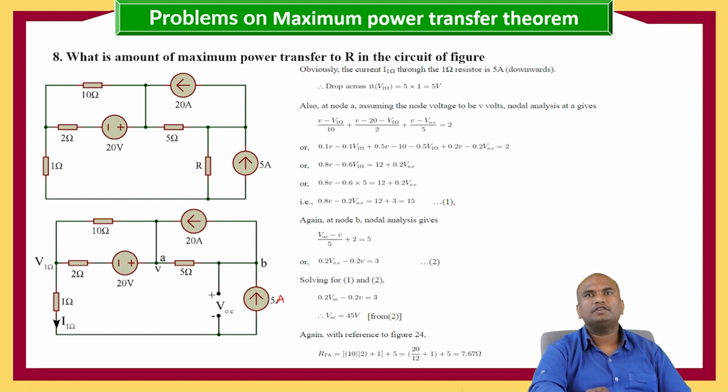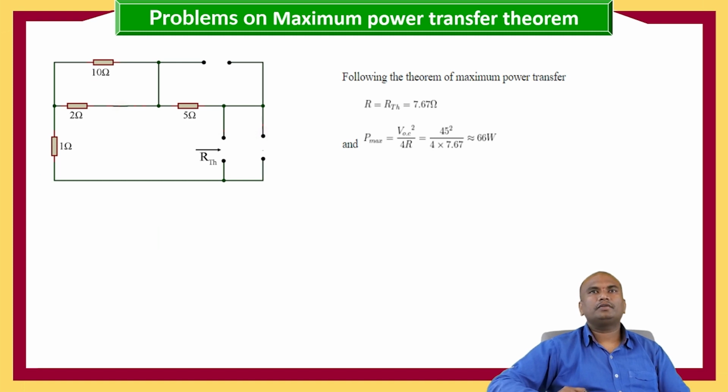Now we got equations 1 and 2. By solving these two equations, VOC is equal to 45 volts. This is our VTH calculation. Now, in order to calculate the RTH, we have to make the current source open circuit and voltage sources will be short circuited.